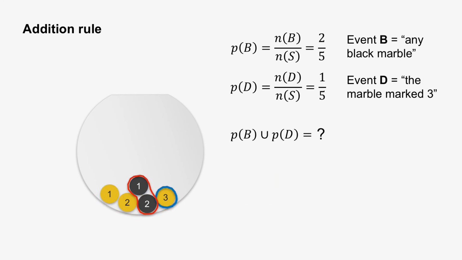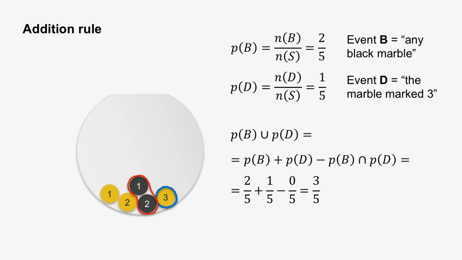Let's consider the probability of some other events. What's the probability of picking any black marble, or the marble marked 3? In this case, there's no intersection set, which means that the probabilities for the individual events actually can be added. The events are said to be mutually exclusive if the probability for the intersection is 0.